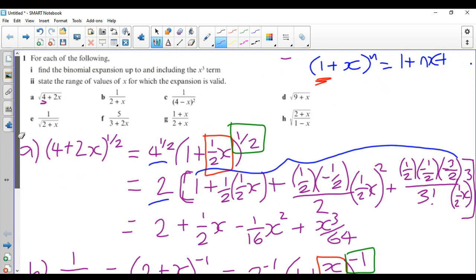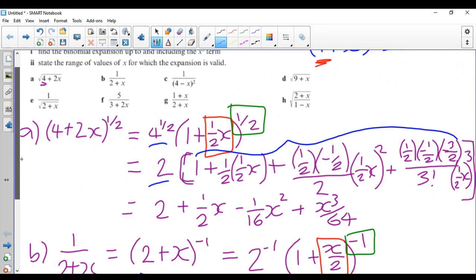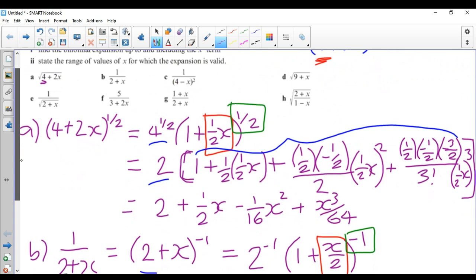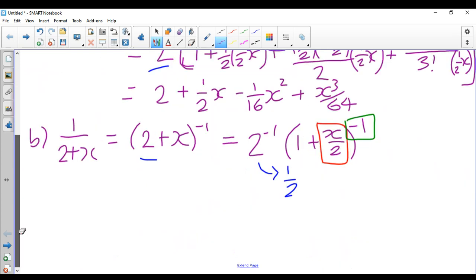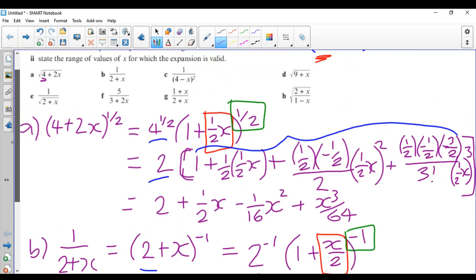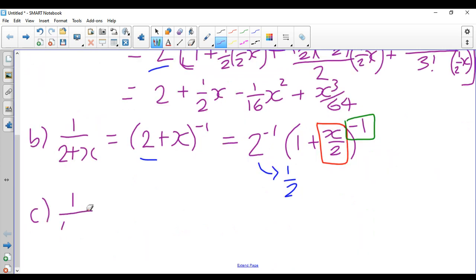So, same again for C. I'll show you the starting steps and then leave you to do the binomial expansion. Hopefully by now you've done quite a few of them, so you'll be pro at it. C: 1 over 4 minus x squared. Step 1, index form. 4 minus x squared to the minus 1.